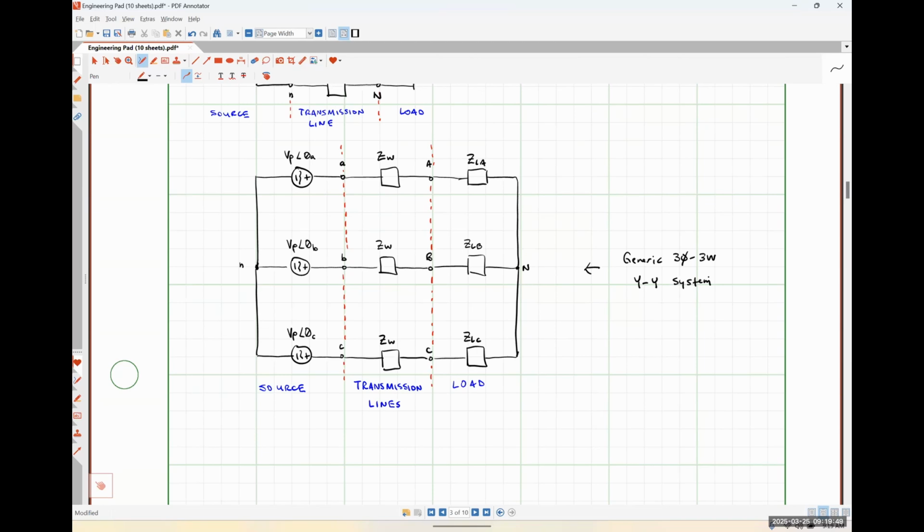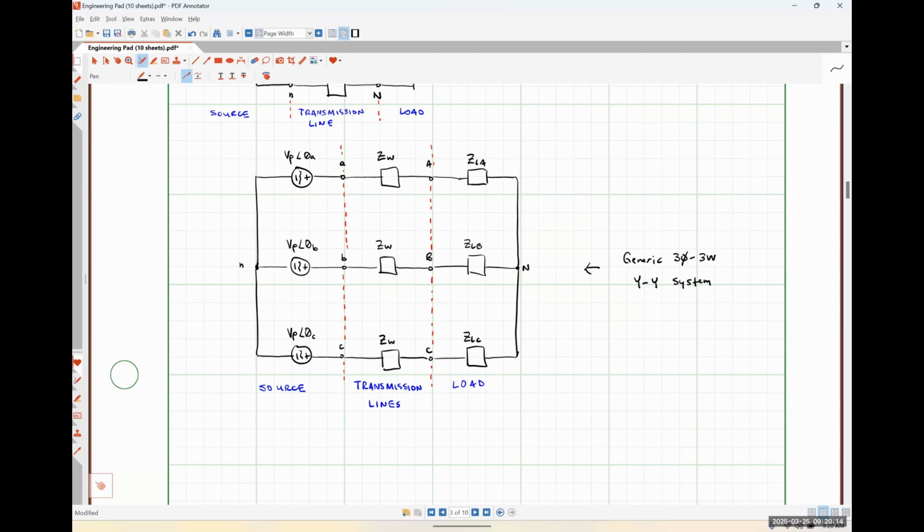So my question to you guys is, why do we use three-phase systems for large-scale electricity distribution here in the US, in Europe, and effectively every industrialized nation?